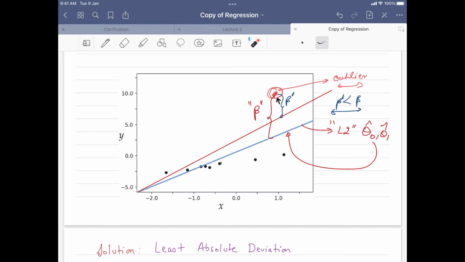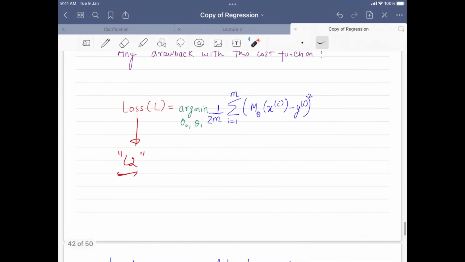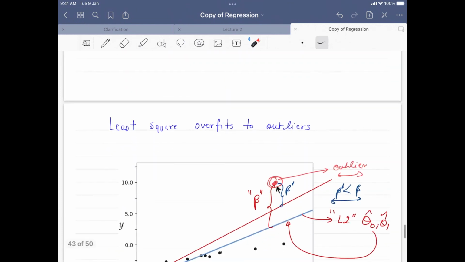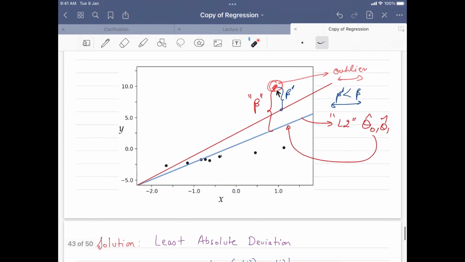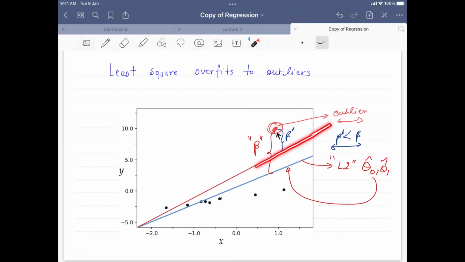And because of this reduction in the loss, because L2 is giving more priority to the outliers, the equation of the line is shifted, and once it becomes the red one, it's not an optimal fit to the data set which is over here. So this is the drawback of using this loss function: it overfits to the outlier. What it means by overfitting to the outlier is that it is giving priority to the outlier and going close to it to reduce the error. So that is the problem with the L2 loss.